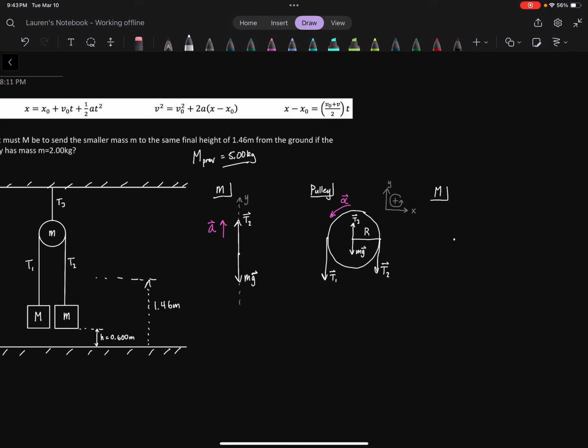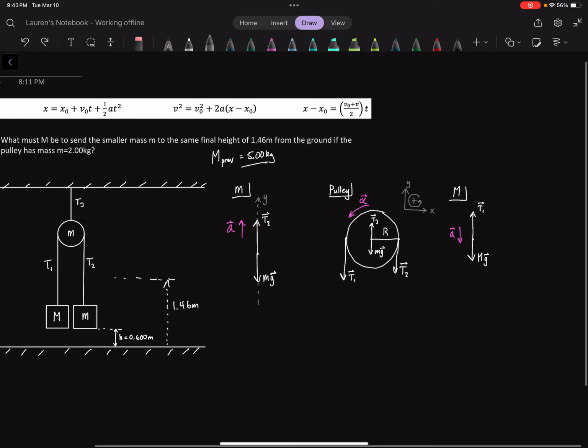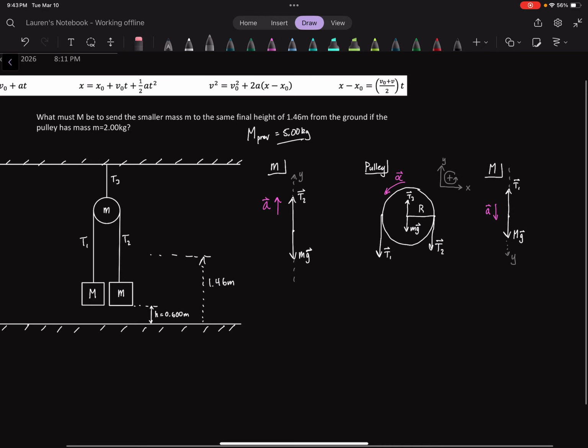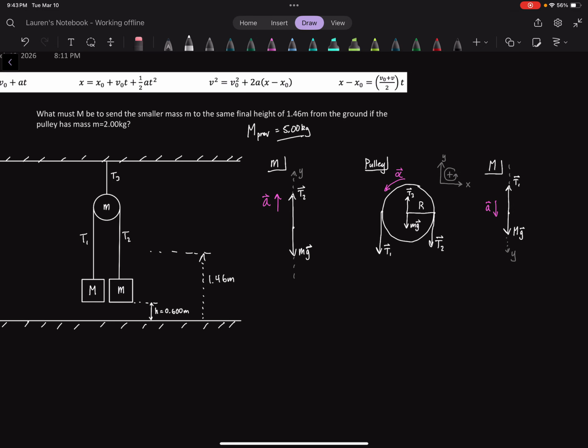And we did this one just before. So, boom, boom, and then T1. And we have acceleration downwards. And so we're going to take down to be our positive y-axis. And there's our free body diagrams, our 3 free body diagrams.